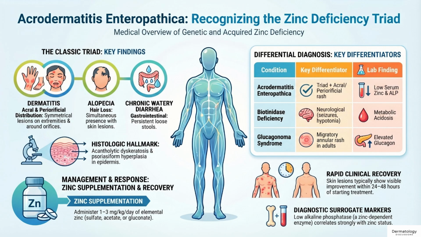Finally, we can't forget acquired zinc deficiency. The histology is completely identical to genetic AE, but the root cause is environmental or iatrogenic rather than genetic. Yeah, the tissue looks the same because the cellular starvation is identical. The route to get there is just different. Give us some examples. This could be a premature infant on total parenteral nutrition, TPN, where the pharmacy simply forgot to add the trace minerals to the IV bag.